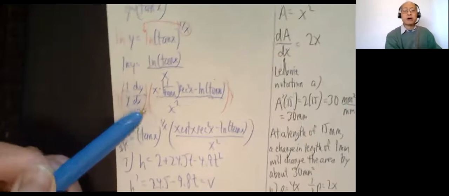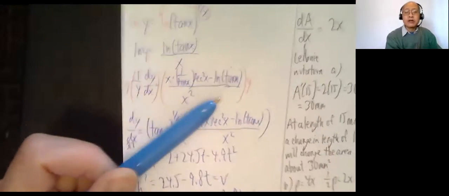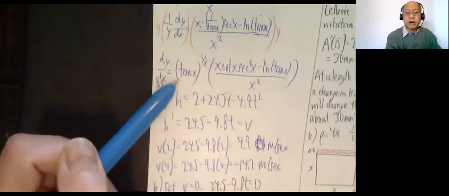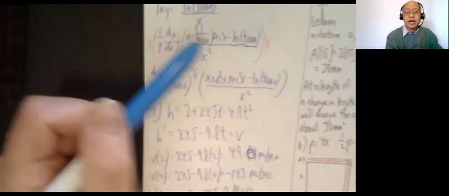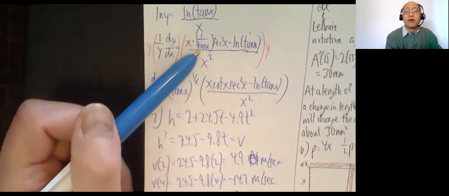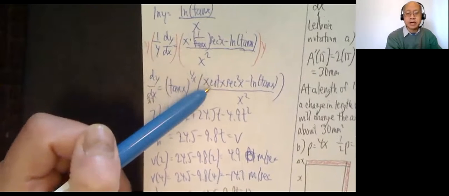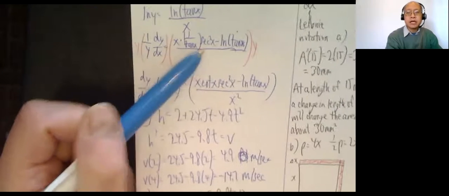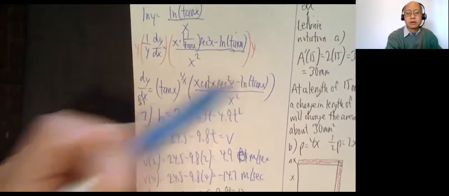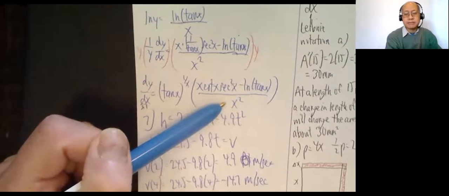Okay, and multiply both sides by y, and that's it. So dy/dx is y. Don't leave it as y. What was the original y? Tan x raised to the 1 over x. So there's my y, tangent x to the 1 over x. And then I just cleaned this up a little bit. I got 1 over tangent x, which is a little bit cleaner if I write cotangent x, times secant squared x minus natural log of tangent of x, all over x squared. And we'll just leave it like that. That's good enough.